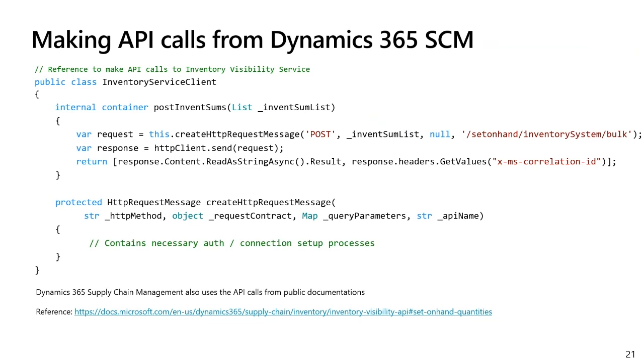The first method is a protected method called createHttpRequestMessage. It contains the necessary authentication and connection setup process. And the second method is the actual post on-hand request, where you can store the response and parse it for analysis of whether the request succeeded or failed, and process the later steps.